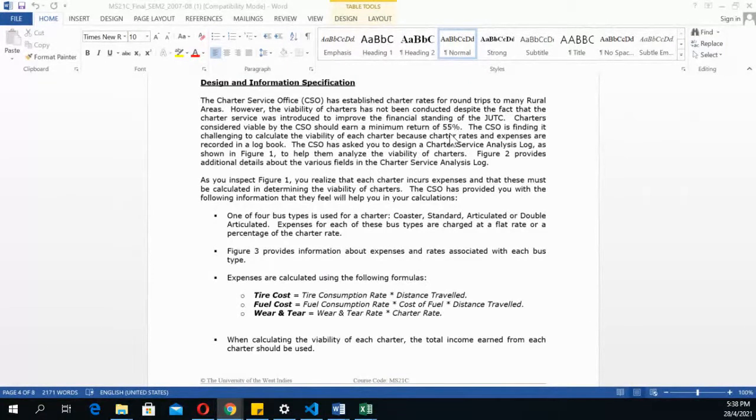They stated further, so how do you determine whether or not a charter is viable? They say charters are considered viable if they earn a minimum return of 55%. So that's the main thing.